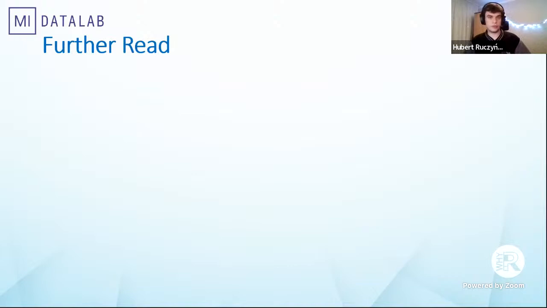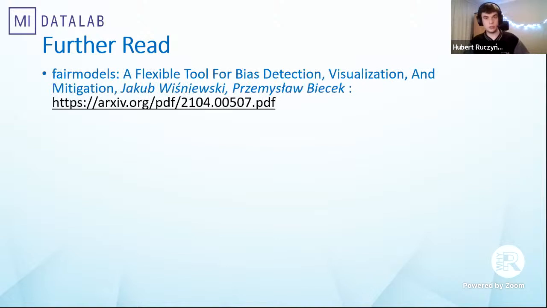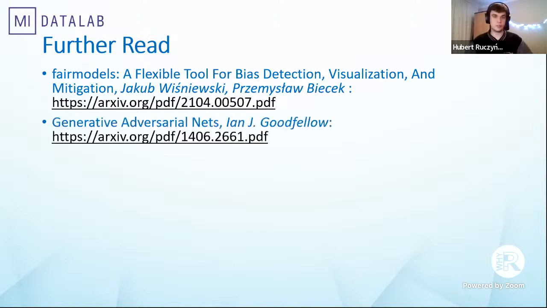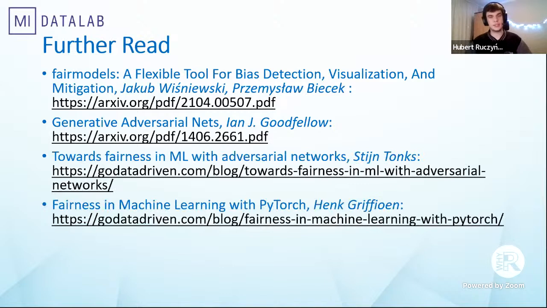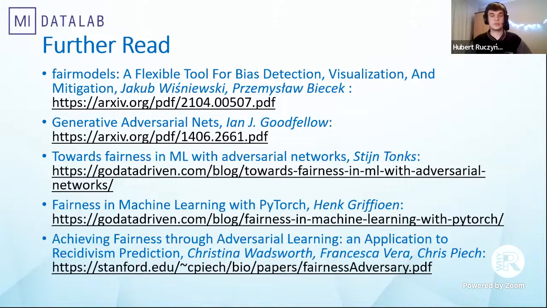I can also recommend a few articles and blogs for further research on this topic. The first article is written by my mentor, Jakub, and the head of MI2 Data Lab, Przemysław Biecek. It describes the fairmodels package and contains lots of information about fairness. The second one describes the idea of GANs briefly. The next two are blogs by Stijn Tonk and Han Griffin; these two actually implemented the concept of FairPAN before me in their Python scripts, and I was deeply inspired by their work. And the last article describes the FairPAN concept from another perspective.